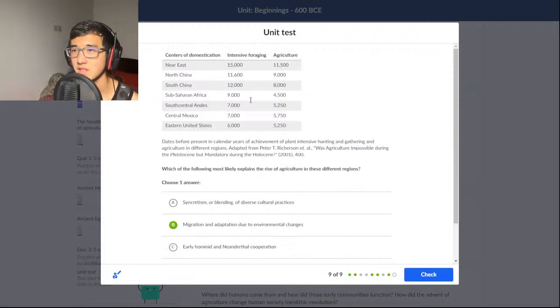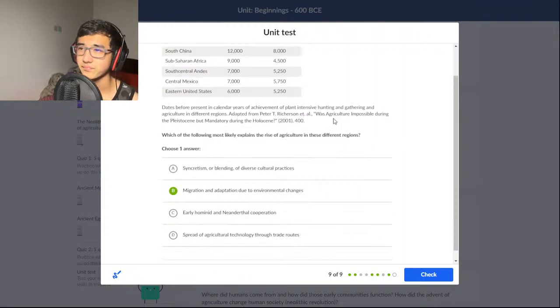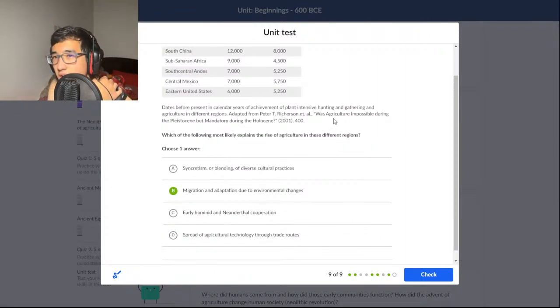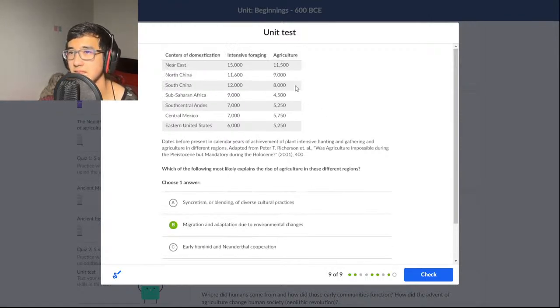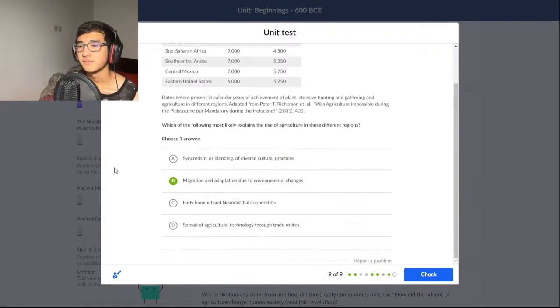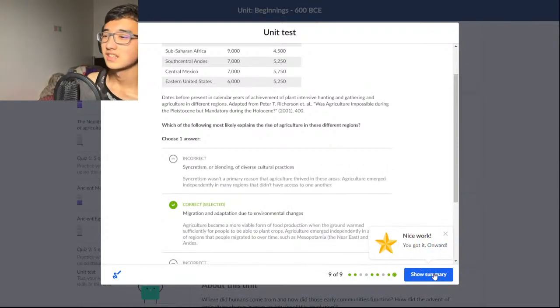Because as the environment changed, or, okay, here's what I'm thinking. Near East, what does that mean? Just like Europe-ish? Okay, B or C? Migration and adaptation due to environmental changes, and early hominid and Neanderthal cooperation. There's no evidence of that, so I think it might be B. Let's go! Okay. We're 6 and 3.